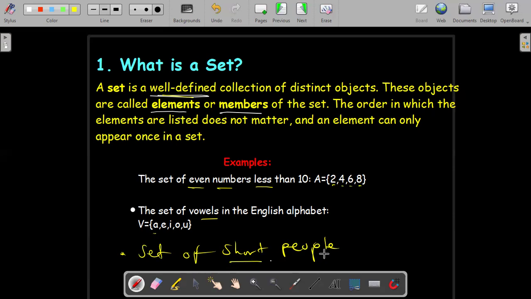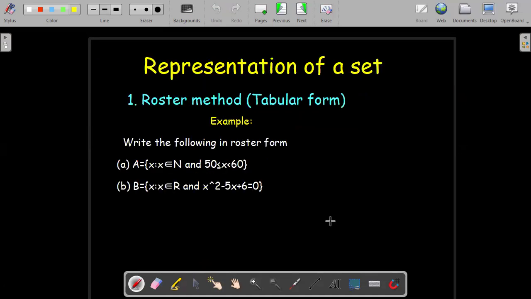So what would be best is maybe to say a set of short people: anyone less than 1.6 meters will be classified as short. So you can collect this information now in your set. Sets have to be well defined, and whatever is in the set, we call members or elements. Okay, if there are any questions, as I said, you are free to ask.